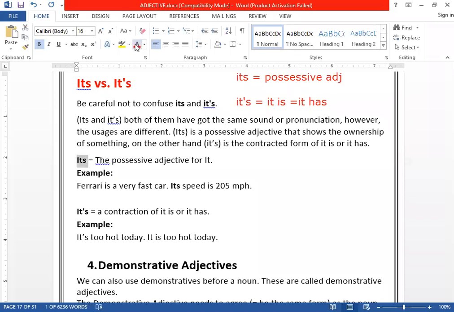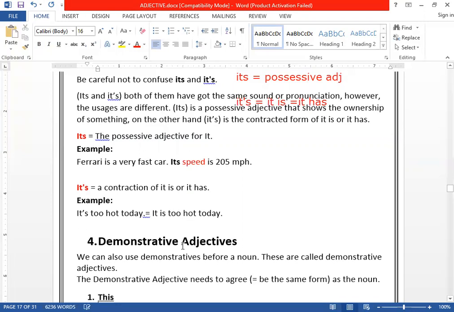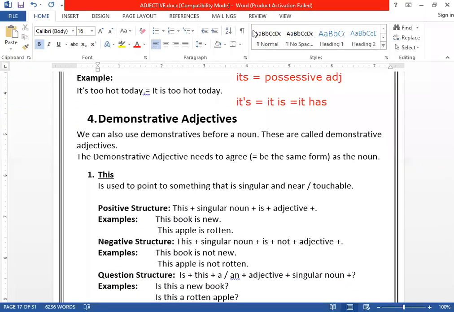Now, if you look at this one, possessive adjective, clear? Here is an example for you. Ferrari is a very fast car. Its speed. What is speed here? Speed is a noun. Its speed. It modifies the speed of it. Its speed is 205 miles per hour. And the second one is the contraction of it is and it has, clear? Like it is too hot today. We say it's too hot, or it is too hot. So that is the difference between these two. I hope it's clear to you all. The next type of adjective we want to move to is called demonstrative adjective.